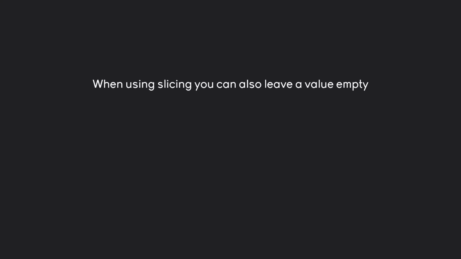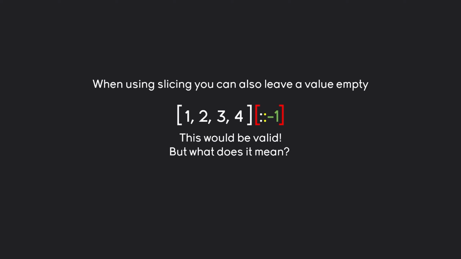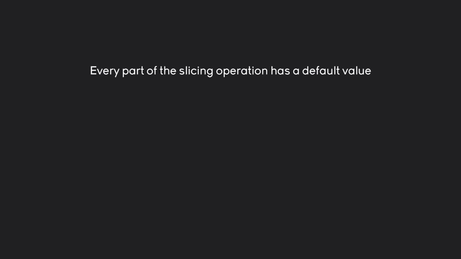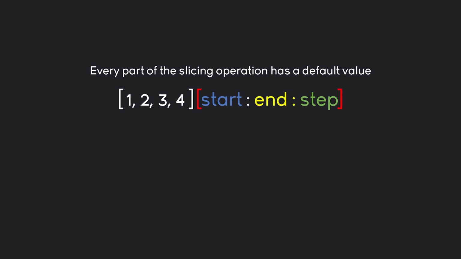And that is you can also leave values entirely empty when using slicing. This might look something like this. This does look a bit strange, but it does work. What it means is, let me talk through it. Every number in the slicing operation has a default value. So we have a start, an end, and a step value. For start, the default value is always the very first item inside of the list.